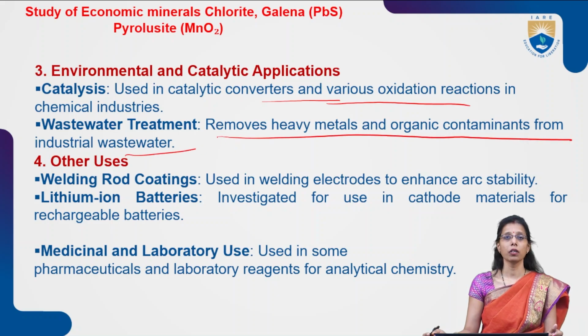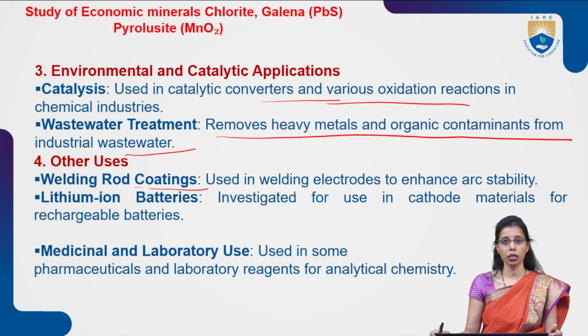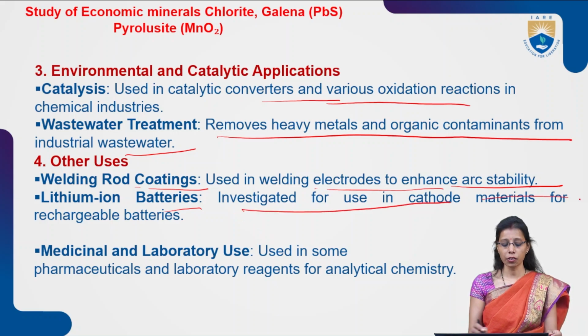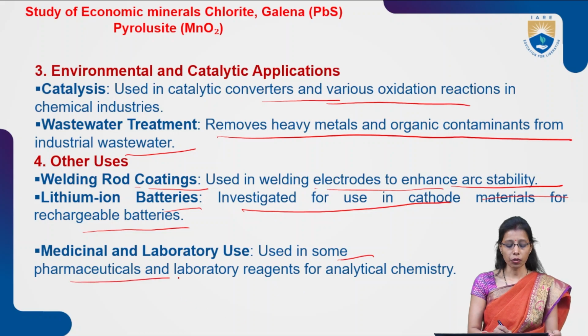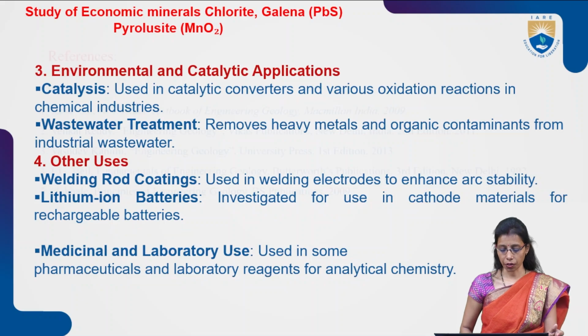When you talk about the other uses of pyrolusite, it is used in welding rod coatings, in welding electrodes, to enhance arc stability. It is also used in lithium-ion batteries, investigated for use as cathode material for rechargeable batteries. It is also used in medicine and laboratories, in some pharmaceuticals and as a reagent for analytical chemistry.